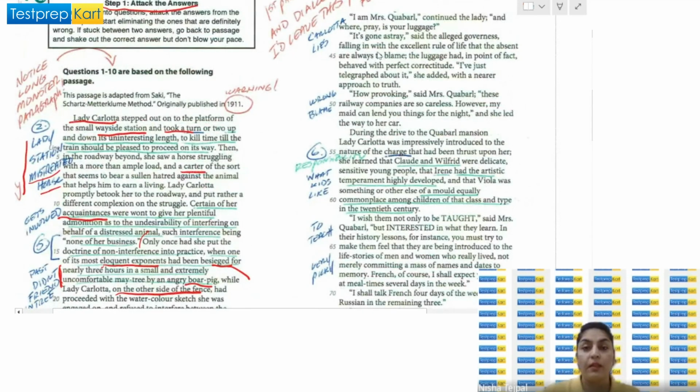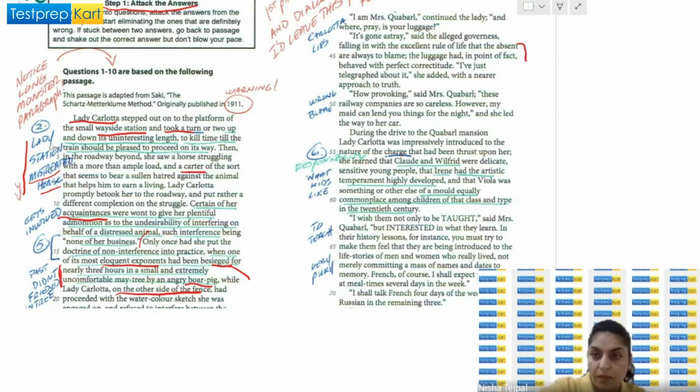Now, what she gets in response: "It's gone astray," said the alleged governess, falling in with the excellent rule of life that the absent are always to blame. The luggage had, in point of fact, behaved with perfect correctitude. Now, when Miss Quabal questioned where the luggage is, Miss Carlotta answers, it has gone astray, meaning it's lost somewhere on the way, and she does not know about the luggage or its location. And she is blaming it, though it behaved with perfect correctitude.